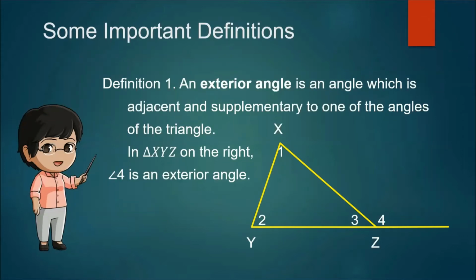Some important definitions. Definition 1. An exterior angle is an angle which is adjacent and supplementary to one of the angles of the triangle. In triangle XYZ on the right, angle 4 is an exterior angle. Look at angle 4 here. It is formed by the extension of the line segment YZ.